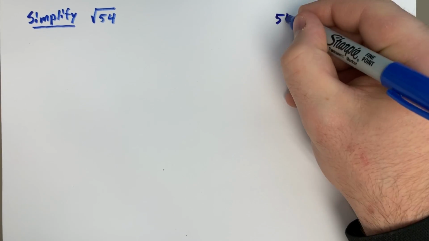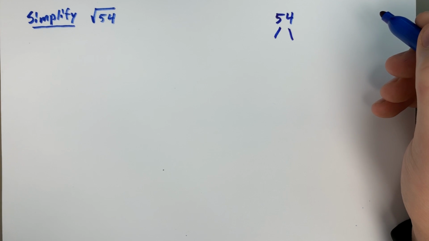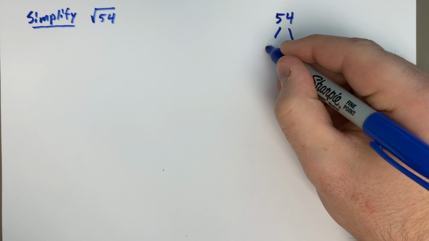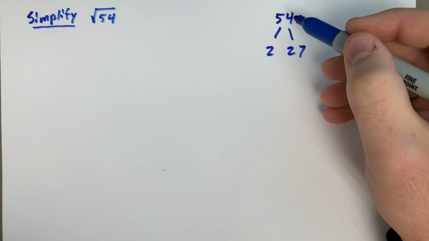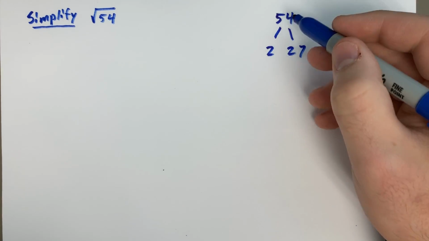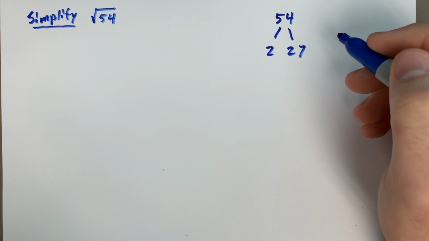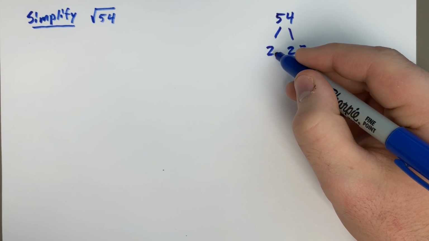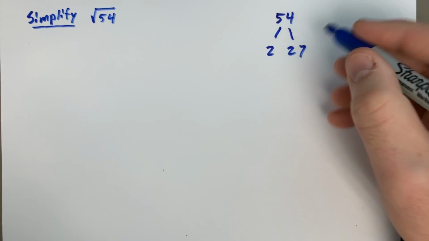You start with 54 at the top, and you try to think of two numbers that multiply to 54. In this case, 2 and 27 work. So sometimes the challenge is thinking of two numbers that multiply to the thing up top here. But as you break things down, it gets easier and easier. So 2 times 27 does indeed give 54. 2 cannot be broken down any further because it's a prime number. So we're going to leave that as is.